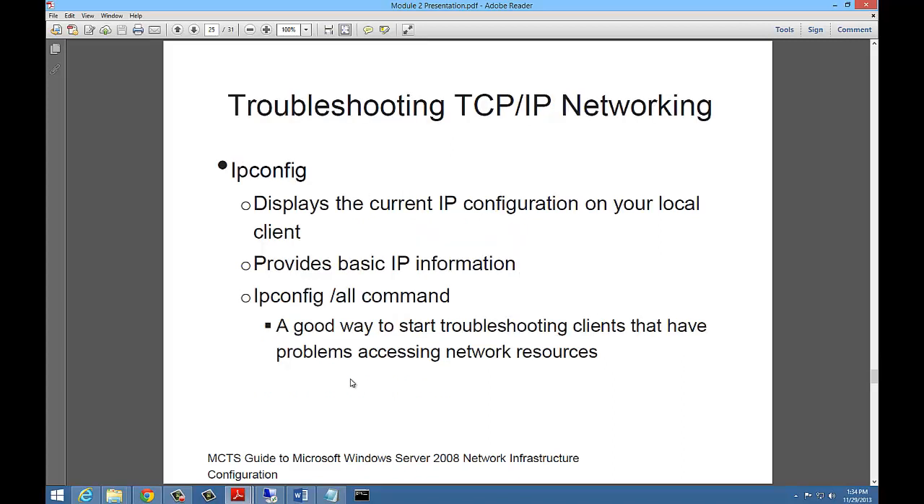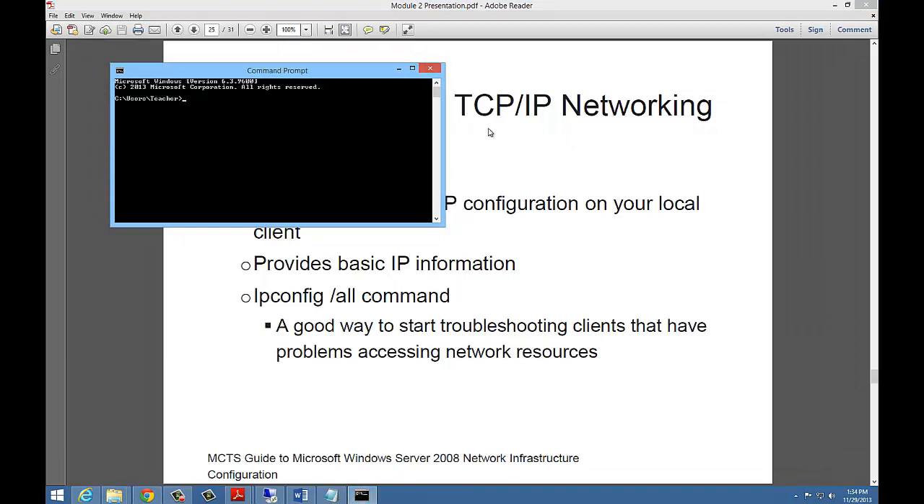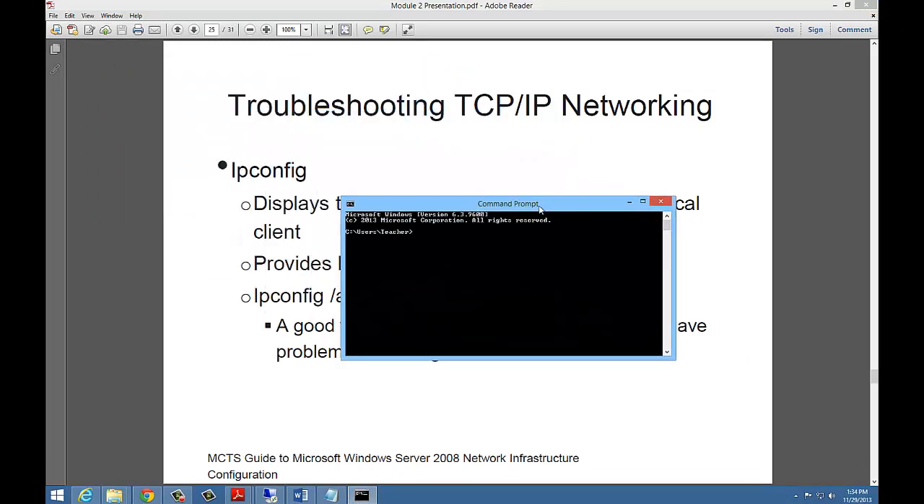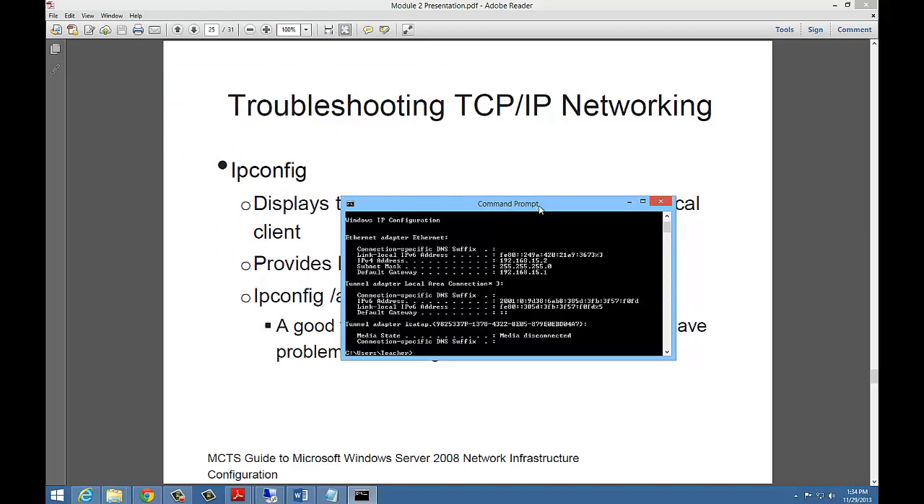You can troubleshoot TCP/IP with one of the commands here, ipconfig. ipconfig shows what type of information you have for your network addressing. I'll go ahead and type ipconfig, and you can do that from any command prompt. It tells me my IP address is 192.168.15.2, so I know that's an internal address. Here's my subnet mask, separating my network from my host, and my default gateway. This is my router to get out to the internet.